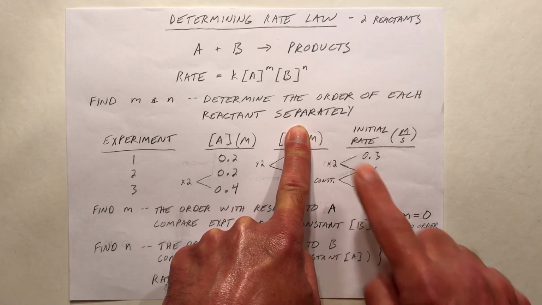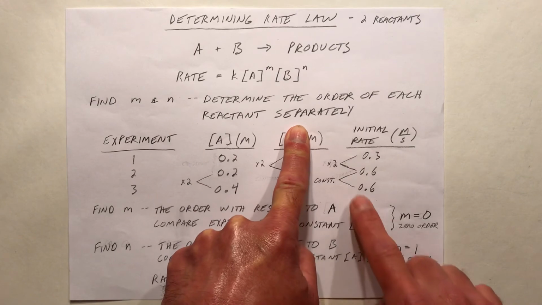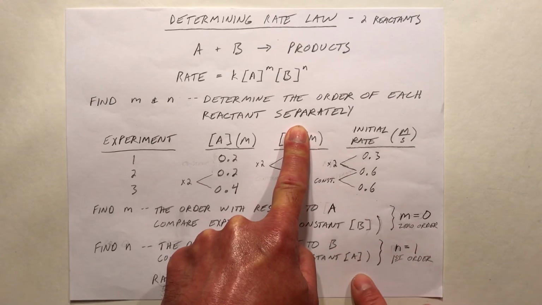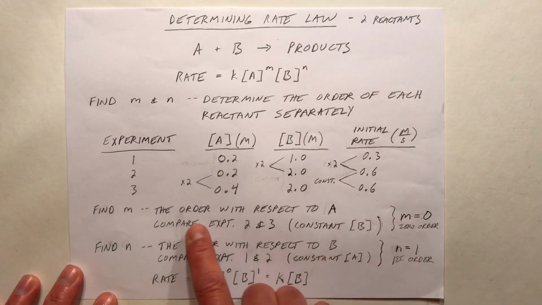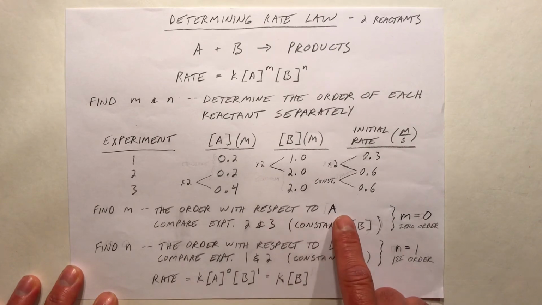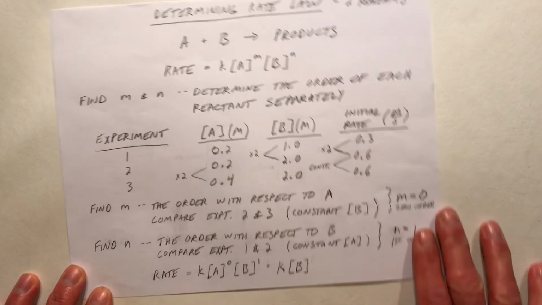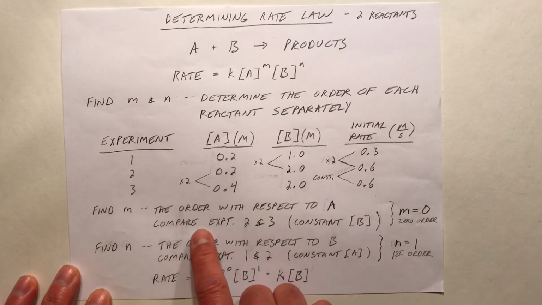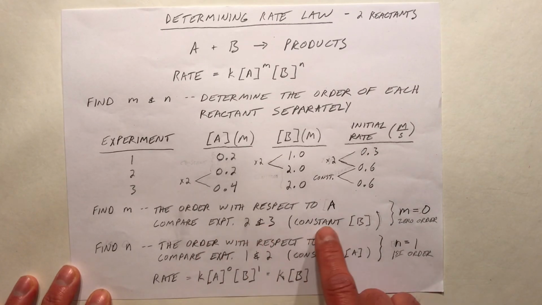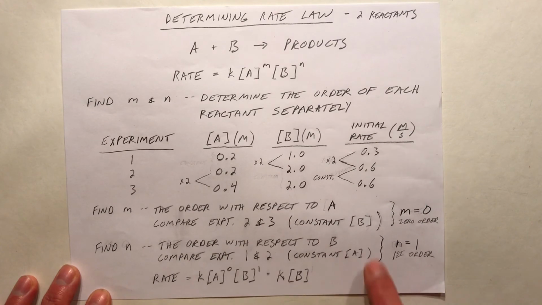So what does that mean when, if you change the concentration, you get no change in the rate? Well, that means that the order of the reaction with respect to that chemical that's changing, in this case chemical A, is 0. And again, we did this by comparing experiments 2 and 3, where we had constant concentration for chemical B.